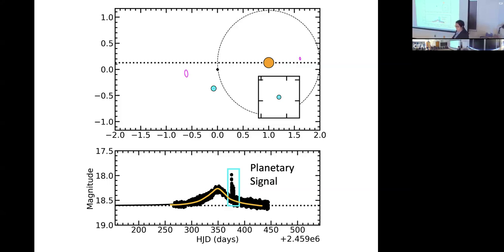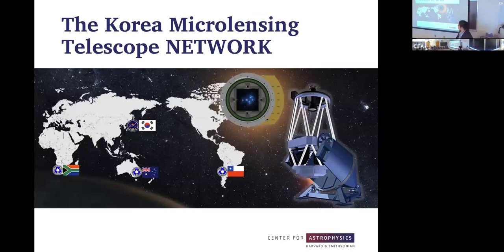And so you need to observe these stars very frequently for long periods of time in order to properly characterize these signals. And that's where KMTNet comes in. So I work with the Korea Microlensing Telescope Network. And the key element of this network that makes it different from any previous surveys is that they have 3 telescopes. There's one in South Africa, one in Australia, and one in Chile. And the result of that is that you can get continuous observations of the bulge. And those continuous observations allow you to really find and characterize planetary signals.